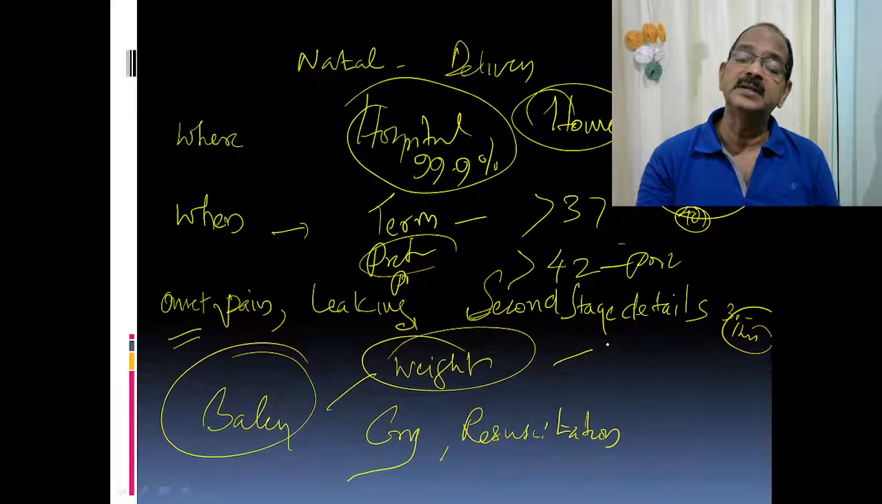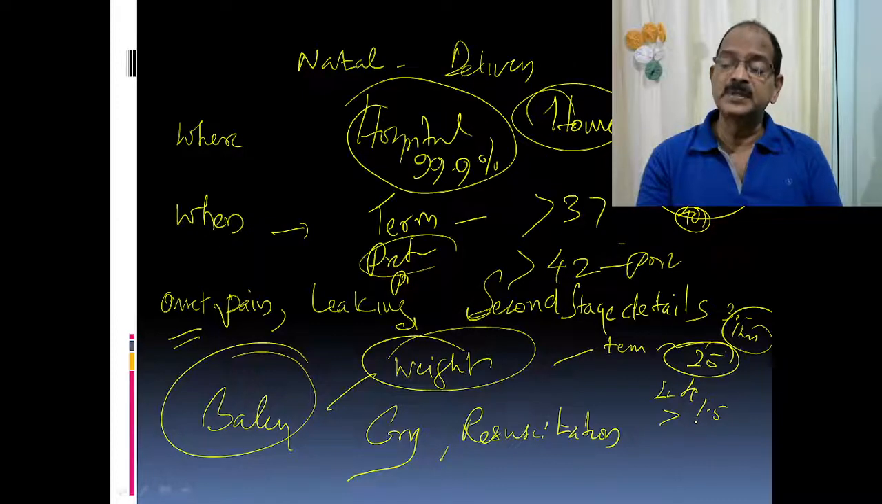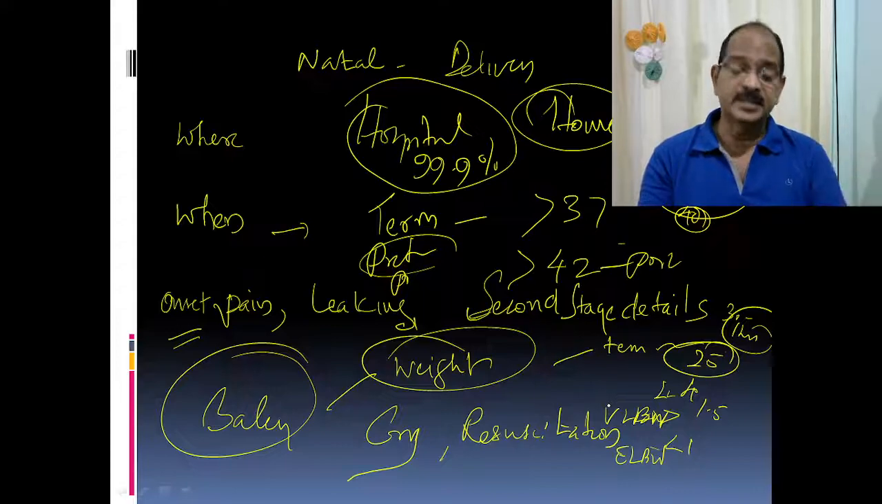You need to categorize the baby as term, appropriate for gestational age. A weight of more than 2.5 is AGA, term. More than 4 is LGA, large for gestational age. Anything less than 1.5 is called small for gestational age, low birth weight, and anything less than 1 kg is extremely low birth weight. This is very low birth weight, VLBW. This one, less than 1, is ELBW. You need to categorize the baby based on maturity and the weight.